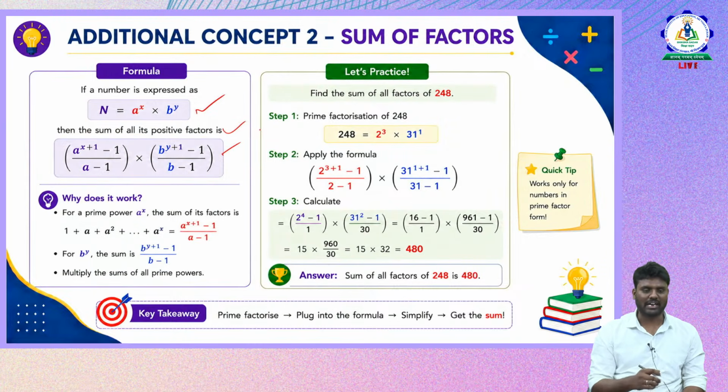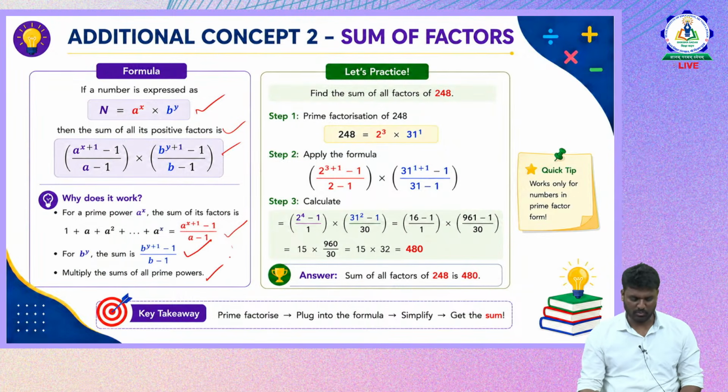So why does this work? For any prime power a to the power of x, the sum of its factors is always 1 plus a plus a to the power of 2 and so on, plus a to the power of x, and that becomes (a to the power of x plus 1 minus 1) by (a minus 1). Similarly for b to the power of y, the sum is (b to the power of y plus 1 minus 1) by (b minus 1). So multiply the sums of all the prime powers and you get this result.